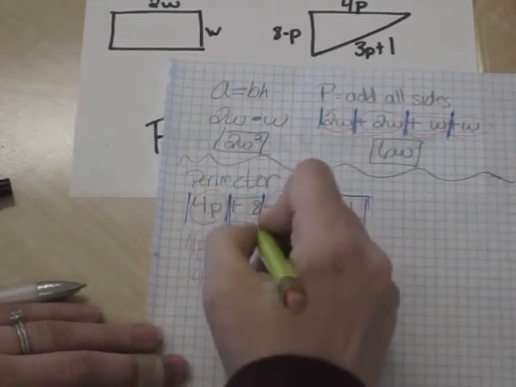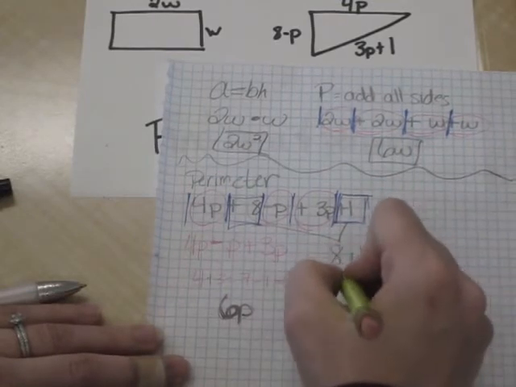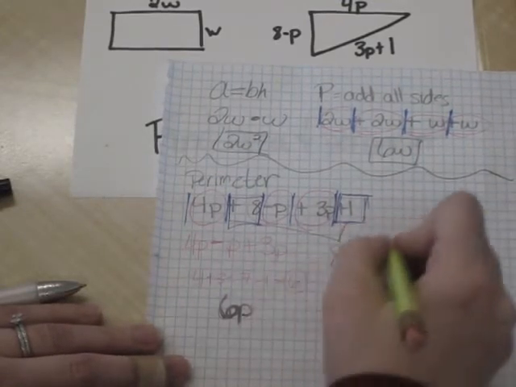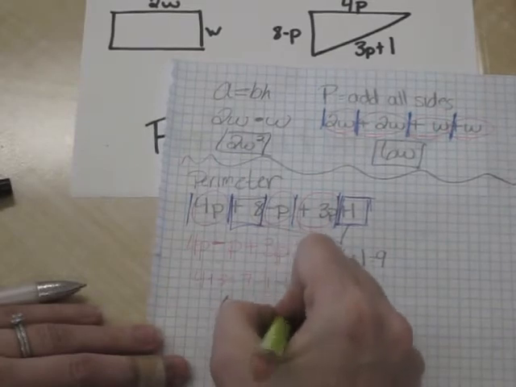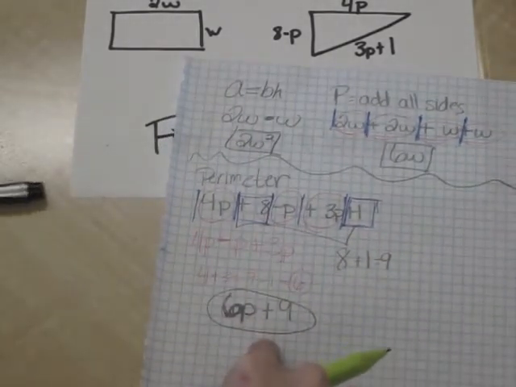Okay. Then we combine our constants. I have 8 plus 1. So that's going to give me 9. That's positive, so I'm going to put plus 9 down here. And that's my final answer, the simplified expression.